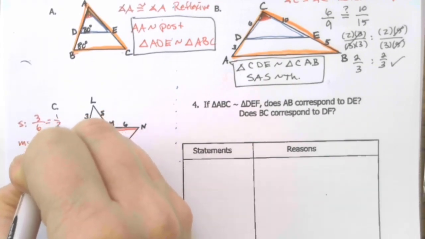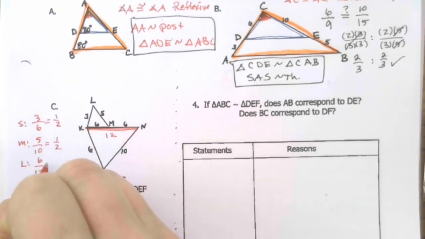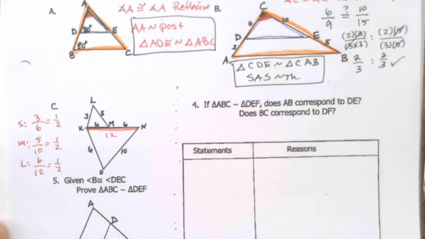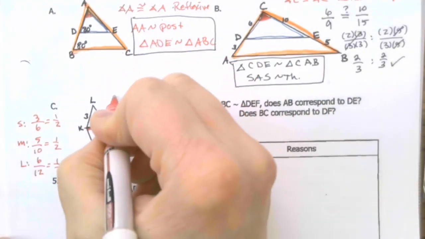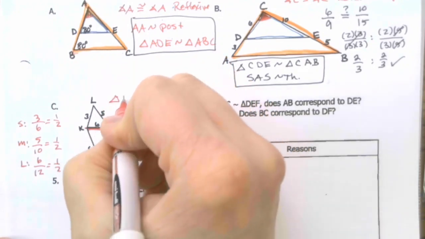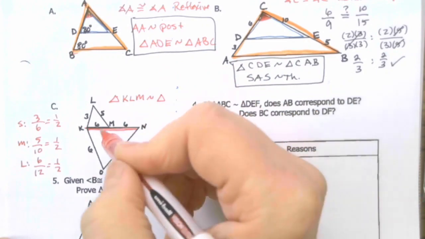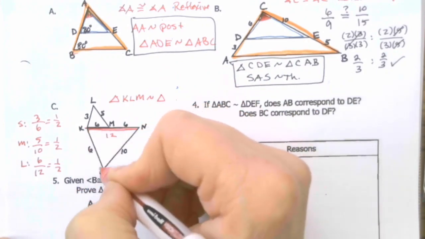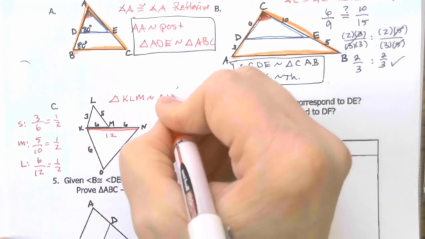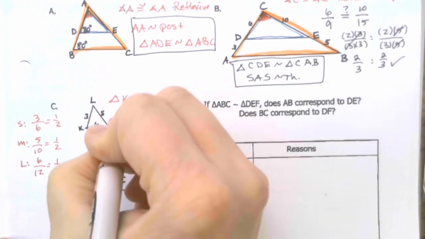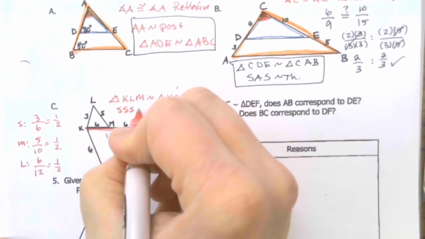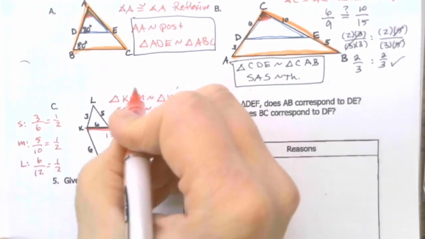3 over 6 is 1/2. 5 over 10 is 1/2. 6 over 12 is 1/2. All of them reduce to the same ratio or scale factor. So we can say that triangle KLM is similar to triangle, we've got to go in order, KON. And the reason would be side, side, side, triangle similarity theorem.